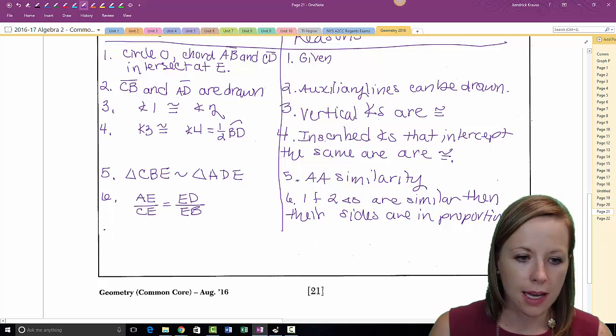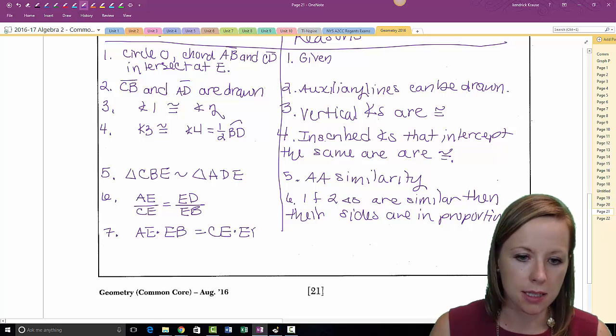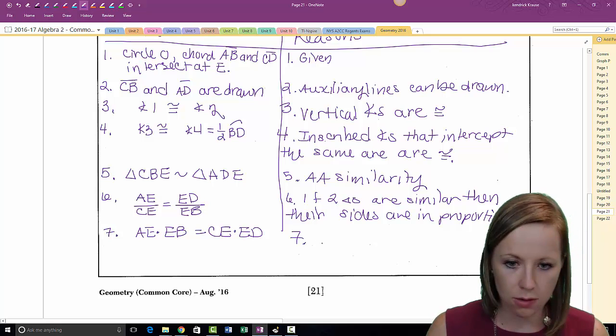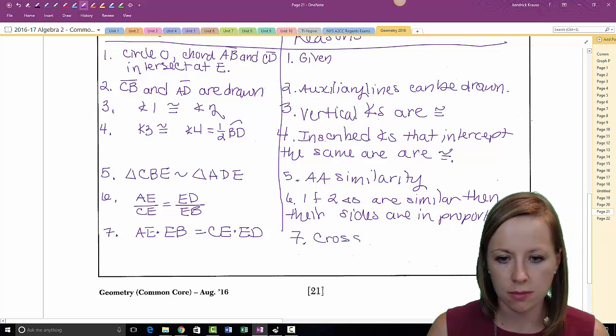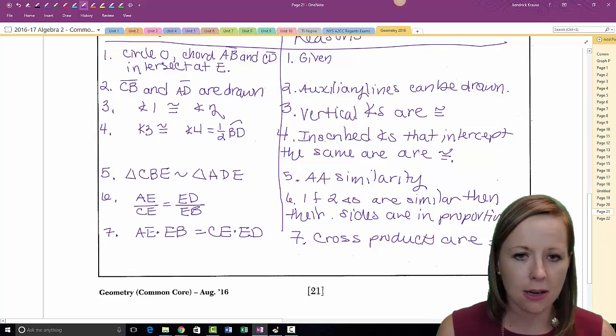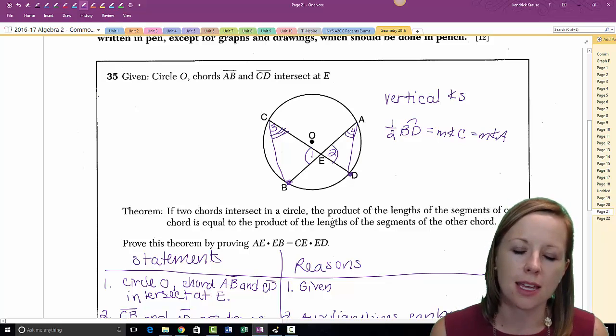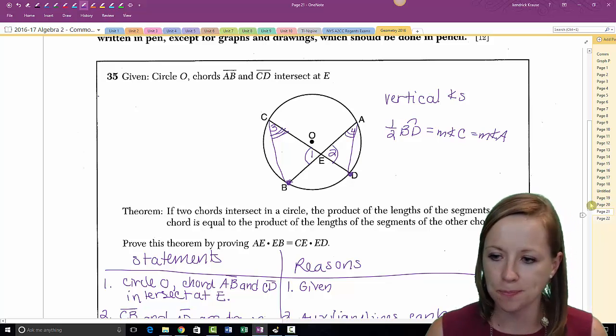Okay, and then the last step is cross products. AE times EB is equal to CE times ED. So cross products are equal. Nailed it. So it was a little bit scary when you saw that, I know. Don't forget about drawing in auxiliary lines. I think that's an important lesson here.